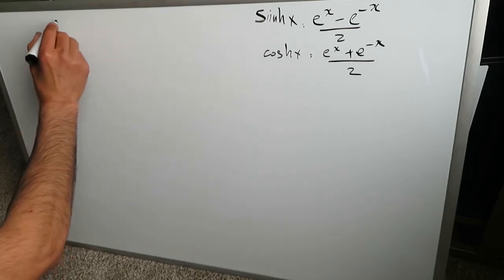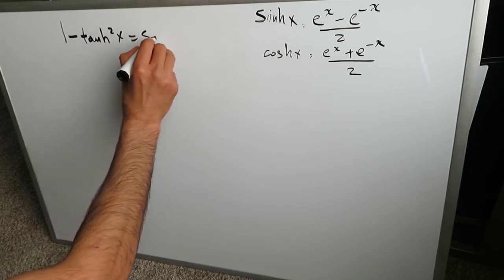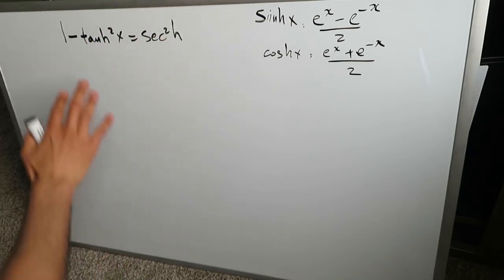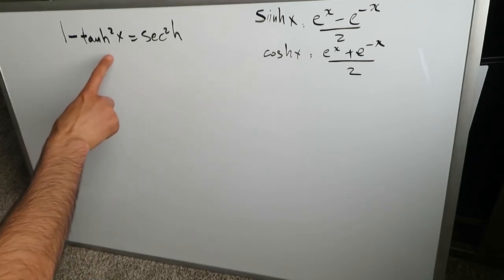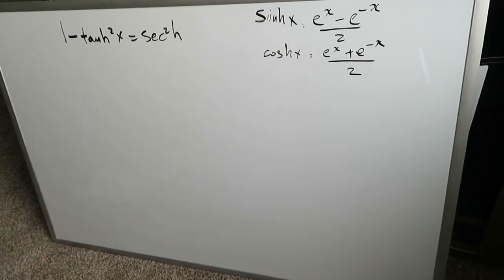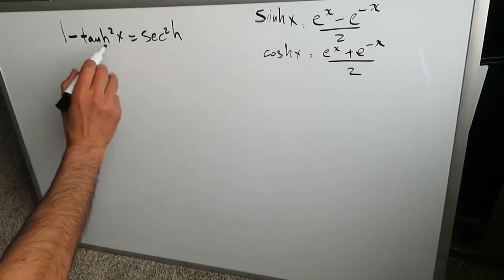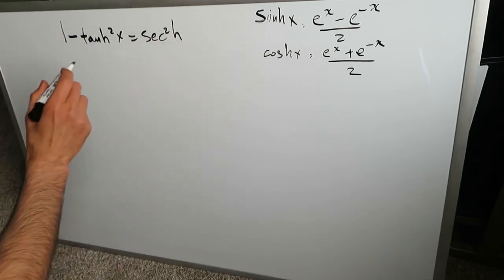Our identity is to show that 1 minus tanh square x is equal to sech square x. You have a similar identity in trigonometry, 1 plus tan square x is equal to secant square x, but we have to show the hyperbolic version. Might be a little tricky, but I would say work on both sides simultaneously, and let's start putting in our functions.